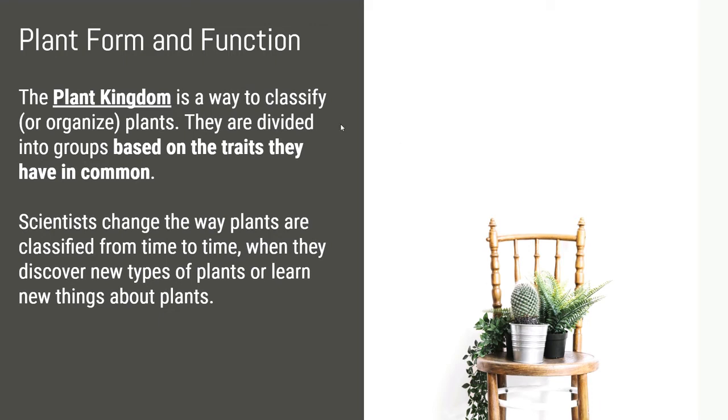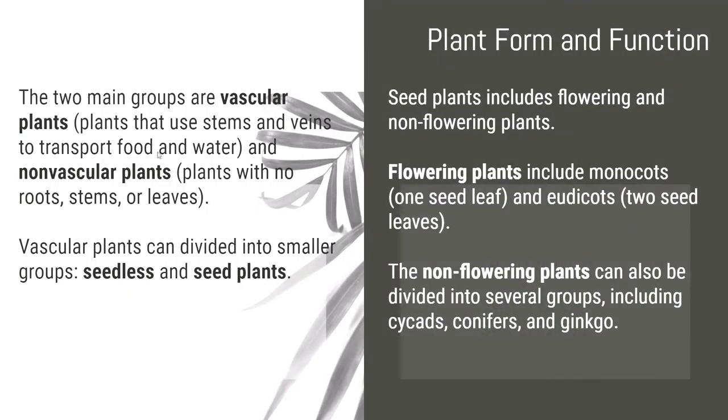The plant kingdom is a way to classify or organize plants. They are divided into groups based on the traits that they have in common. We have a wide variety of plants, but they can be grouped into several categories based on their similar characteristics. These are the two main groups of plants: vascular plants and non-vascular plants.